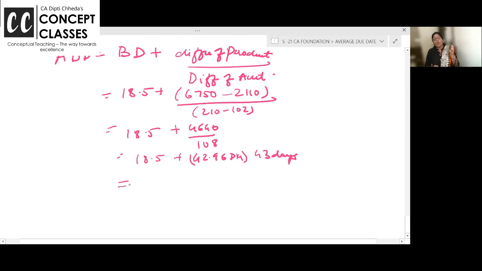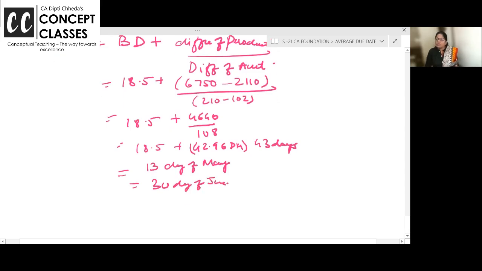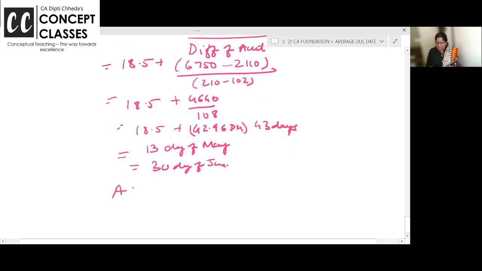In May, are you all using the calculator or you are just copying? Any student sitting in the accounts class without calculator, you are wasting your and mine time. When I am doing it, if you calculate, you understand. 31 days of May minus 18, so 13 days of May, and 30 days of June. So average due date is 30th of June.